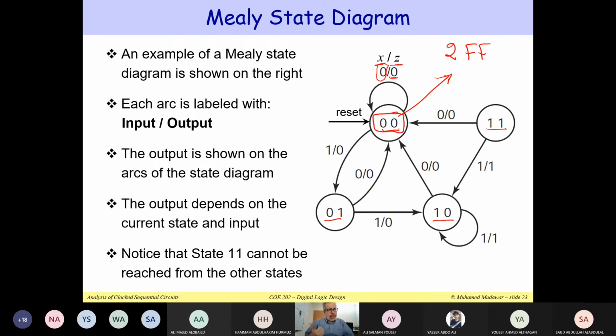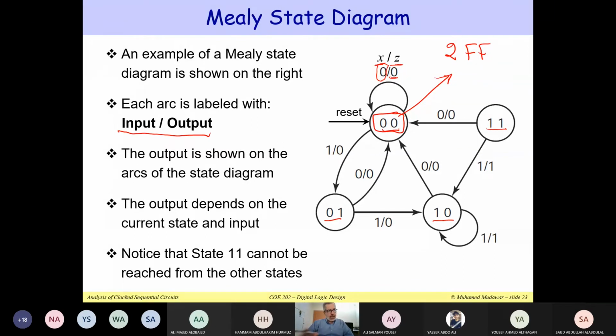We will see in the case of a Moore sequential circuit that the output depends on the state only, and we draw the state diagram differently. I'm going to show you this later, after a few slides, in an example about a Moore state diagram. But this is Mealy, and we know it's Mealy because the output appears on the arc. So each arc is labeled with input/output. Because the output is shown on the arc, you can say that this is a Mealy state diagram, the state diagram of a Mealy sequential circuit.